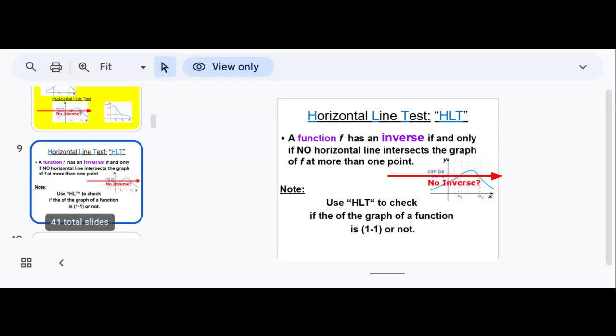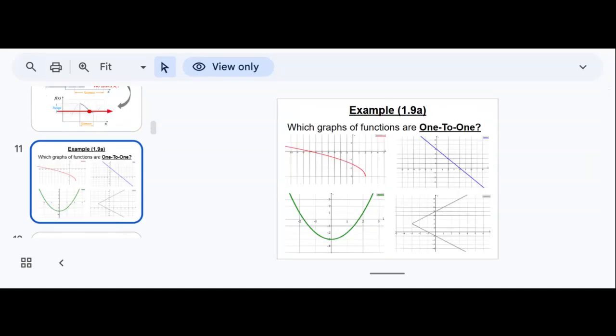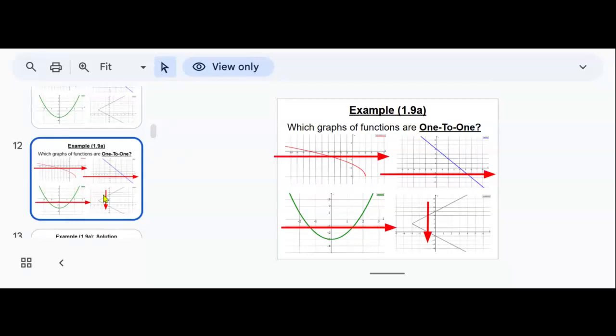Mobile, please. Next one, horizontal line test. We are done with this. Now, who can tell me the first graph has one-to-one? Yes. Second one? Yes. Third one? No. Fourth one? Yes. Okay. But it's not a function.